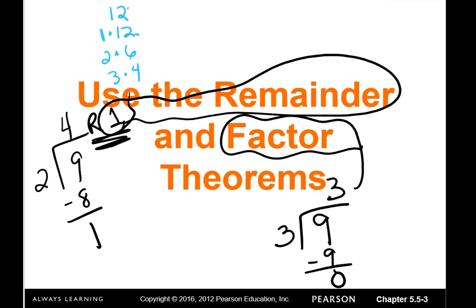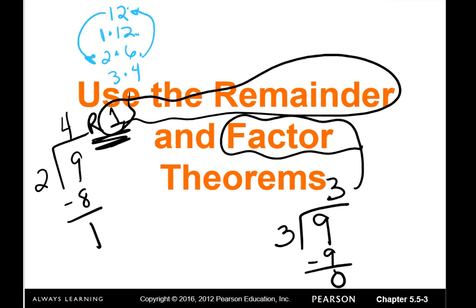2 divides into 12 6 times, 6 divides into 12 2 times. So 2 and 6 are factors. And same thing with 3 and 4. So the number 12 has 1, 2, 3, 4, 5, 6 different factors: 1, 2, 3, 4, 6, and 12. All right, just to refresh your memory about what remainders and what factors are.